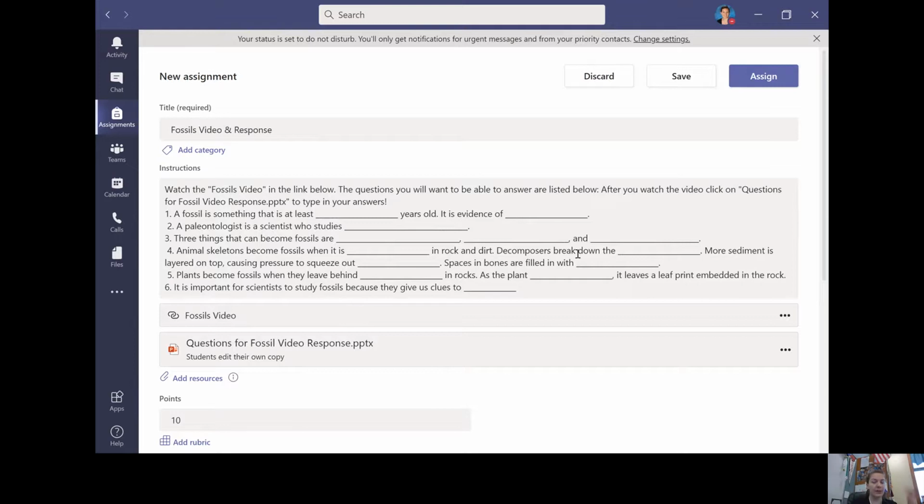Decomposers, we learned about a couple weeks ago, break down the blank. More sediment is layered on top, causing pressure to squeeze out blank. So what does the pressure squeeze out? Spaces in between the bones are filled in with what? Plants become fossils when they leave behind blank in the rocks. As the plant blanks, it leaves a leaf print embedded in the rock. So what's happening? The plant's doing something and it leaves a leaf print. It is important for scientists to study fossils because they give us clues to blank.